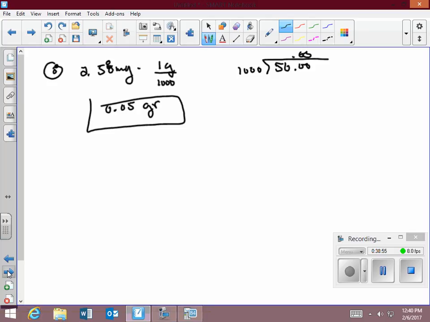Okay, then this is 58 milligrams. So that's grams. And B, 0.7 meters and 1 kilometers. So how many kilometers in a meter? 1,000? Mm-hmm. In 1 meter. So the meters will cancel out, and you're going to have what, 700?